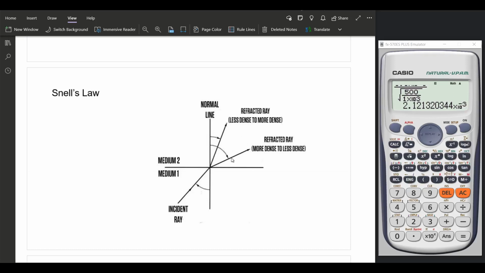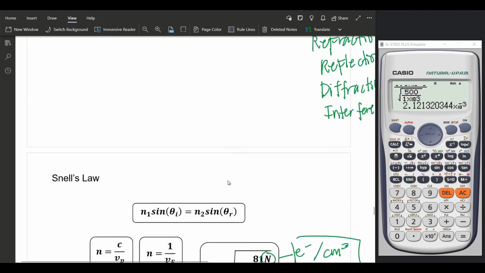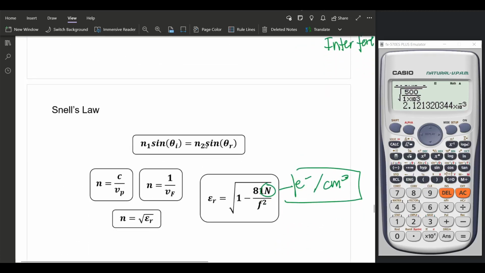So, baliktad lang. So, you can compute the angle if given yung dalawang index of refraction ng medium, and dapat at least merong isa dito given.